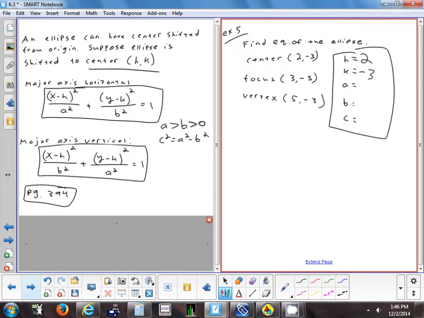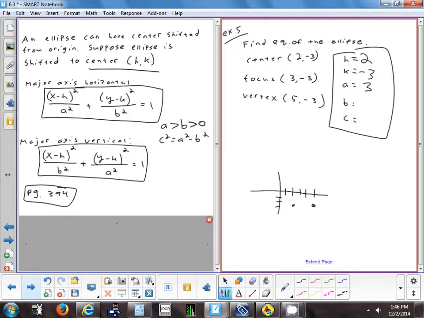Let's see if we can find a. Center to vertex. If you're not sure, draw it out. Your center is right 2, down 3. Your vertex is right 5 and down 3. How far apart? 3. The distance between 2 and 5? 2, 3, 4, 5. 3 units.